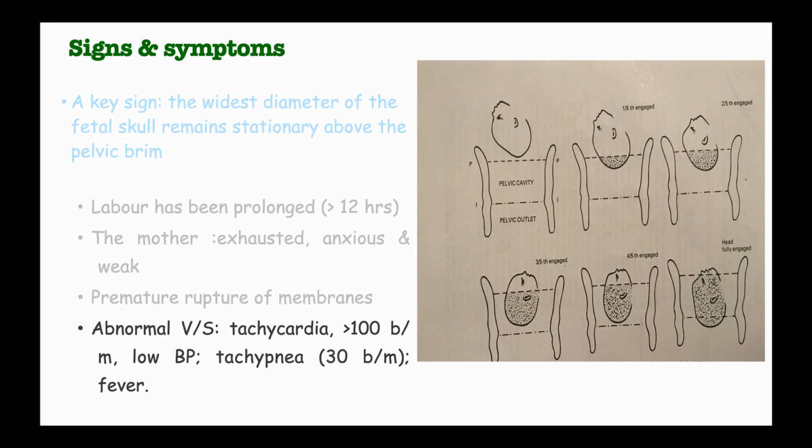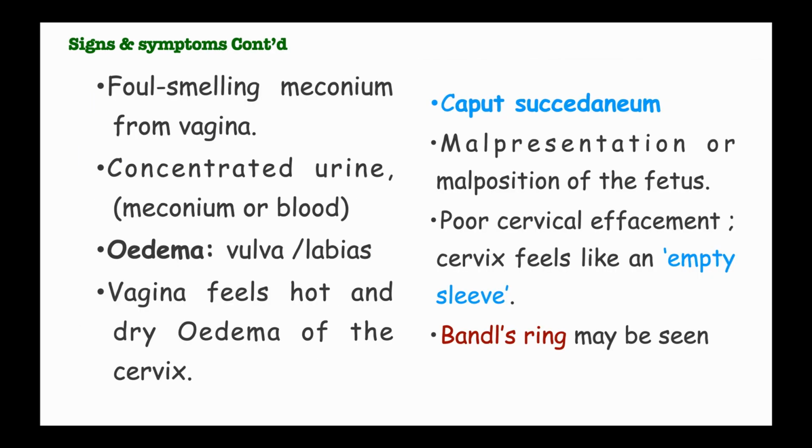Any of the following additional signs will also suggest obstructed labor in this woman. Now, these other signs may include a foul-smelling meconium from the vagina. We may also have a concentrated urine with either meconium or blood. Then also we may find edema of the vulva and the labia. And when we do vaginal examination, it feels hot and dry, which may indicate that the woman is dehydrated. And also we may find edema of the cervix.